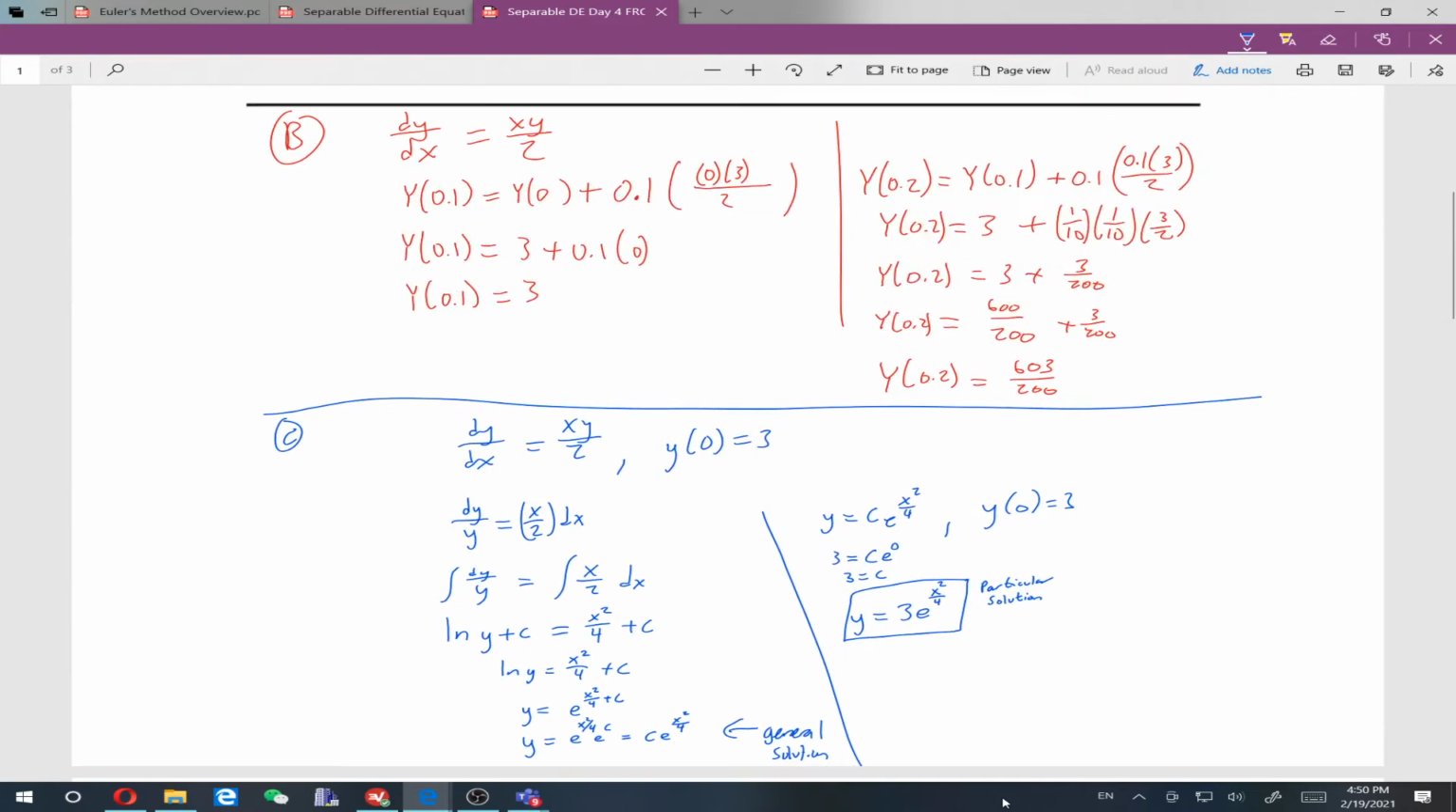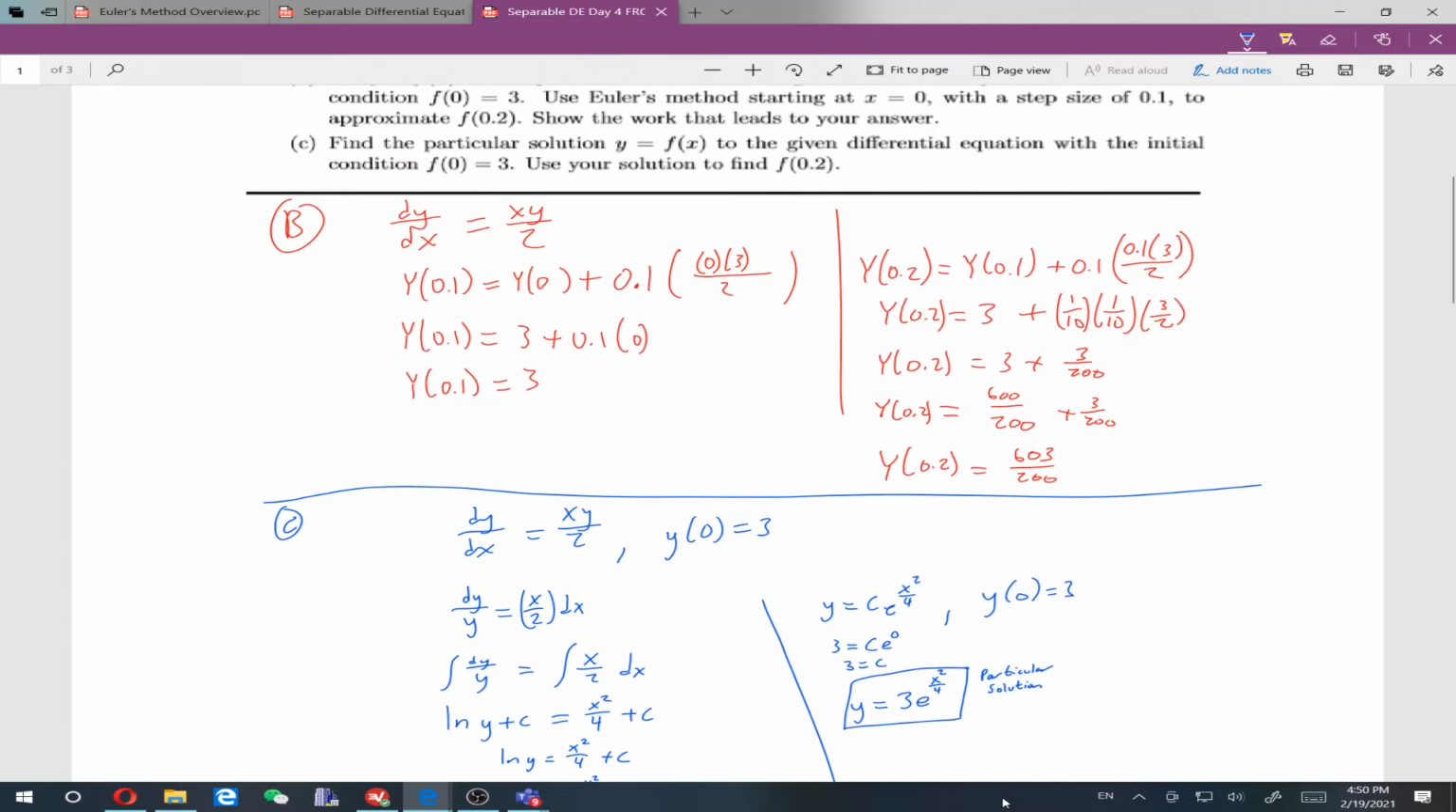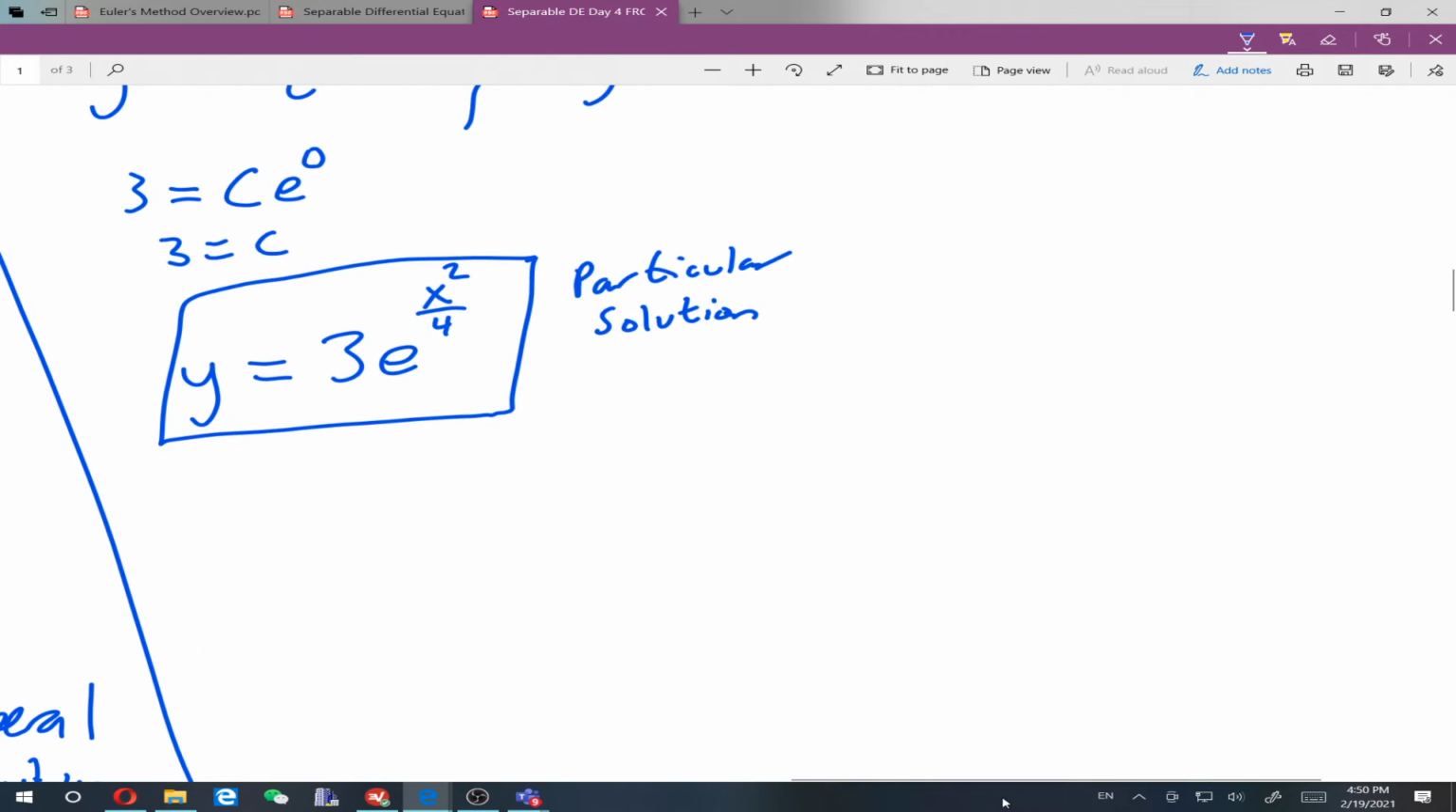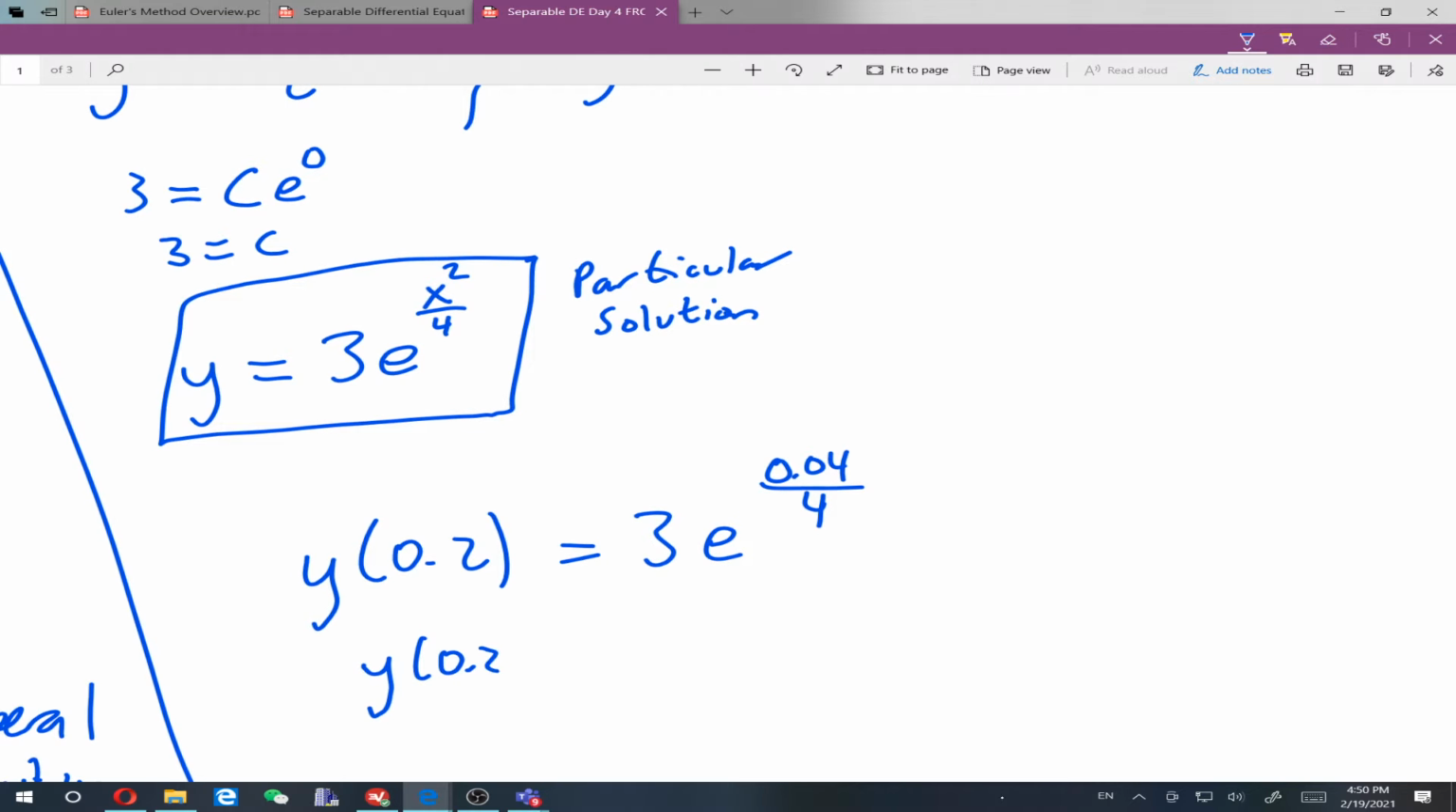Okay, and they asked us to use that particular solution to estimate f of 0.2. So Kelly, last step. What is y at 0.2? Or what do we need to do? 3e to the 0.04 over 4. Okay, 0.04 over 4. Well, what is 0.04 divided by 4?